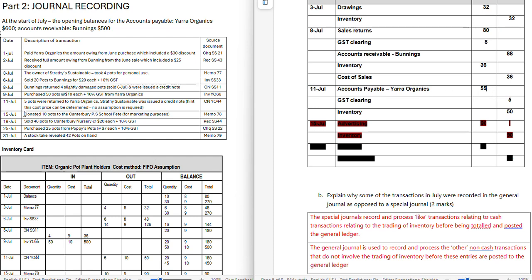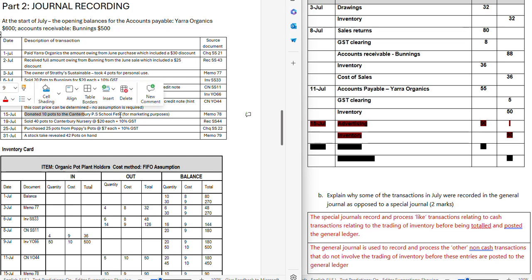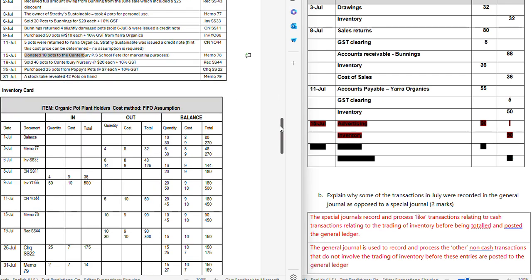Okay. On the 15th, we've donated some units to a local primary school for marketing. So therefore, it doesn't tell us the amount. So again, back downstairs, FIFO has been applied here. If we look on the 15th, we've got $90 worth of pots. So we're going to need a debit and a credit because, again, the special journals don't cater for this type of transaction. We know we're going to credit inventory because it's in the out column. And what do we debit?